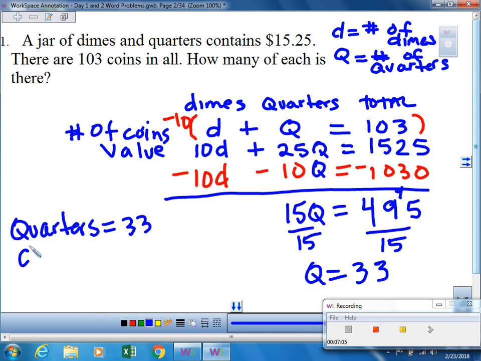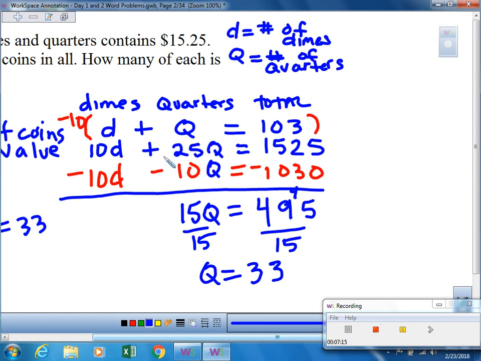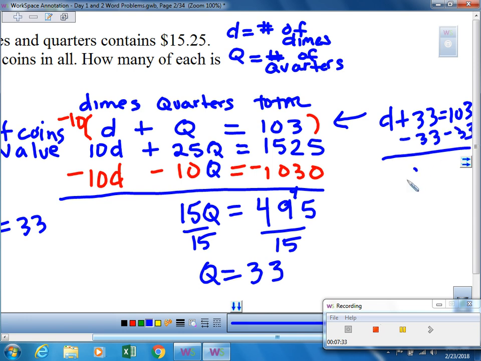Now I need to figure out how many dimes I have. The best way to do it is just to substitute in. Which one would be easier to substitute into, the top or the bottom? The top, right? So I have D plus, instead of Q, how many Q's do I have? 33 equals 103. So what are you really doing? You're subtracting. So D equals 70.